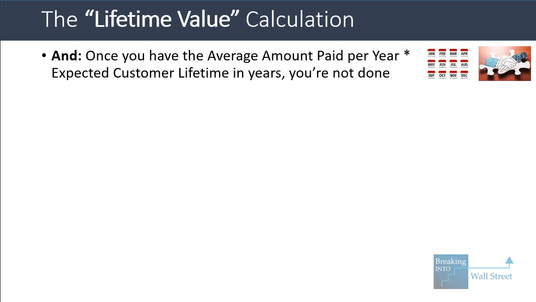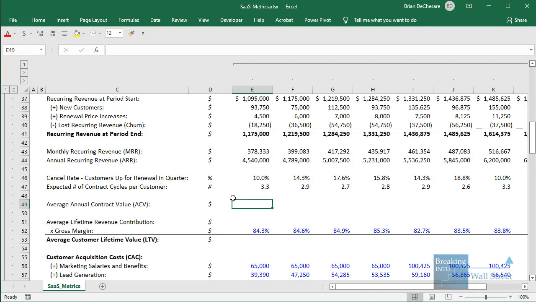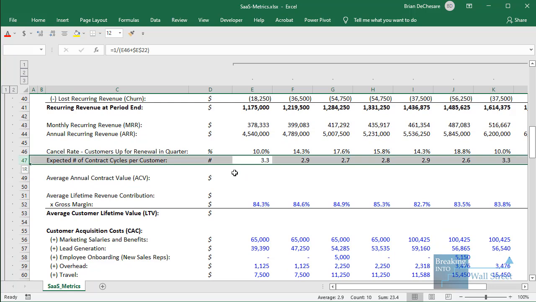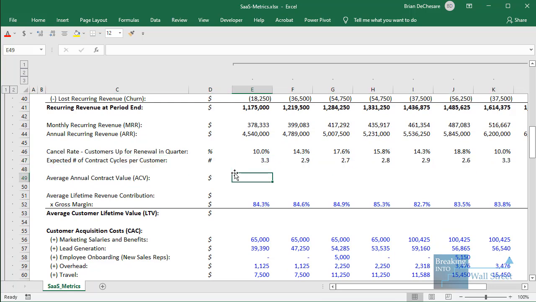Once you get to the average amount paid per year times the expected customer lifetime in years, you might think you're finished, but there is actually still more to do. To illustrate, let's go down and take a look at this. Once we have the expected number of contract cycles per customer, we need to figure out, on average, how much each customer is paying to the company each year.